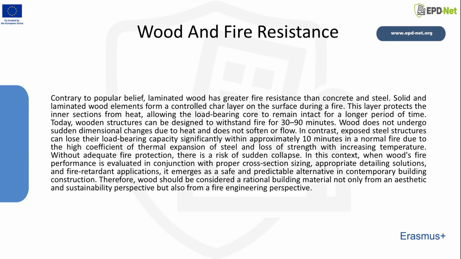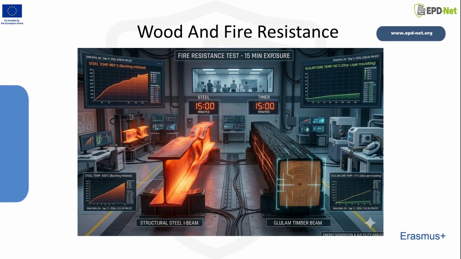Wood does not suddenly soften, flow, or undergo rapid dimensional change due to heat. By contrast, exposed steel structures may lose a significant portion of their load-bearing capacity within a short period during a normal fire, if they are not adequately protected. This comparison shows that fire performance must be evaluated scientifically rather than through assumptions. Wood is combustible, but its behavior can be predictable when properly designed.